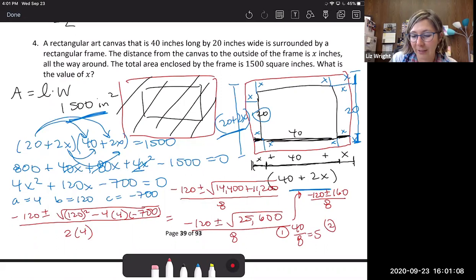And the other answer is just going to give us something negative. It's going to be negative 280 over 8, which ends up giving us negative 35 inches, which for a length doesn't make sense. So we end up crossing this one off, and x equals 5 inches. Don't forget your label.